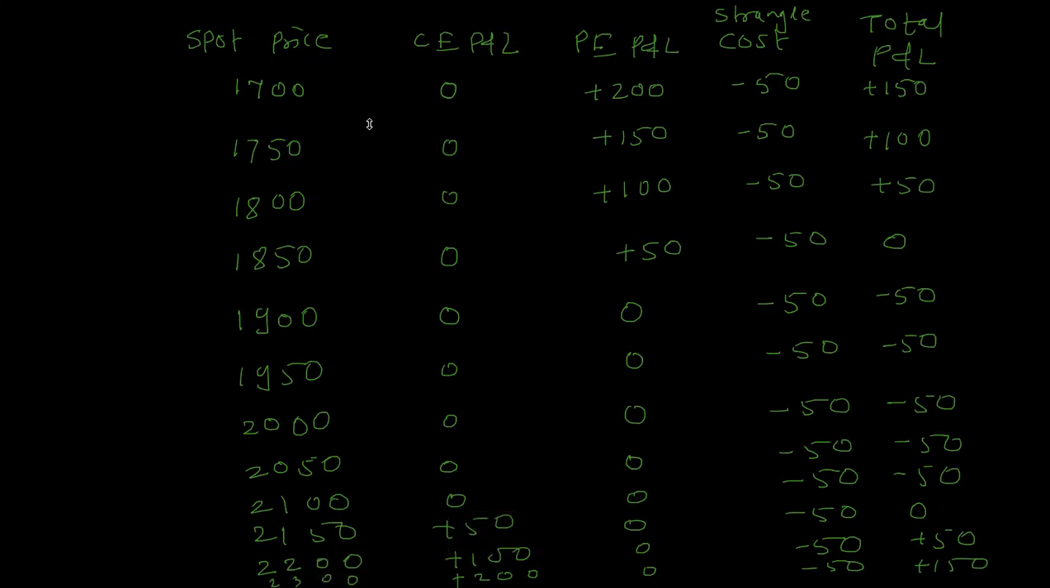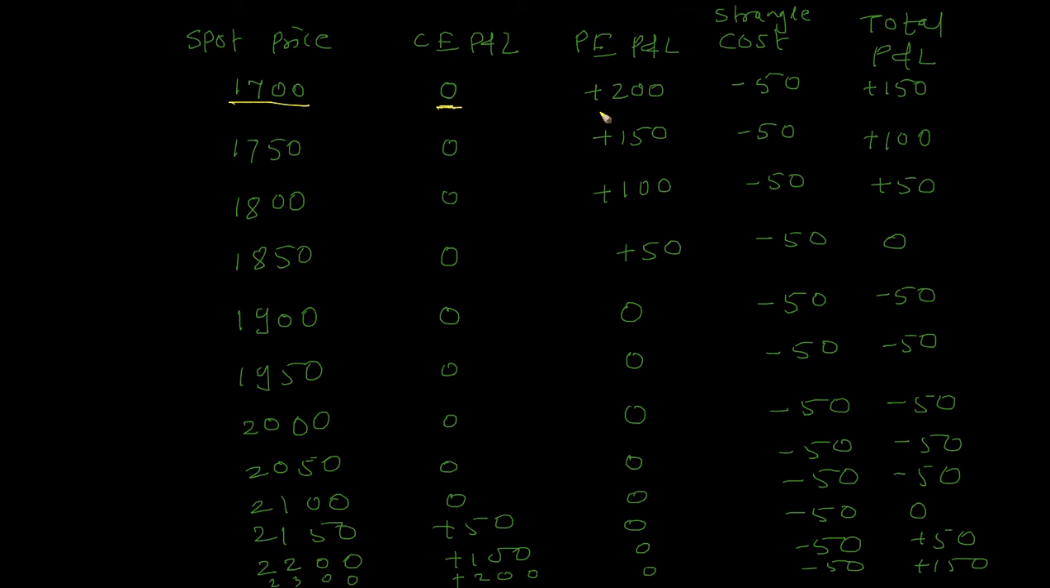Now let us consider various spot prices and what will be our total profit and loss by having this strangle. Let us say the stock has moved to 1700. In this case, our call option will be out of the money. It will have no value, because our call option is 2100 and the market is trading at 1700. So the call option will be zero.